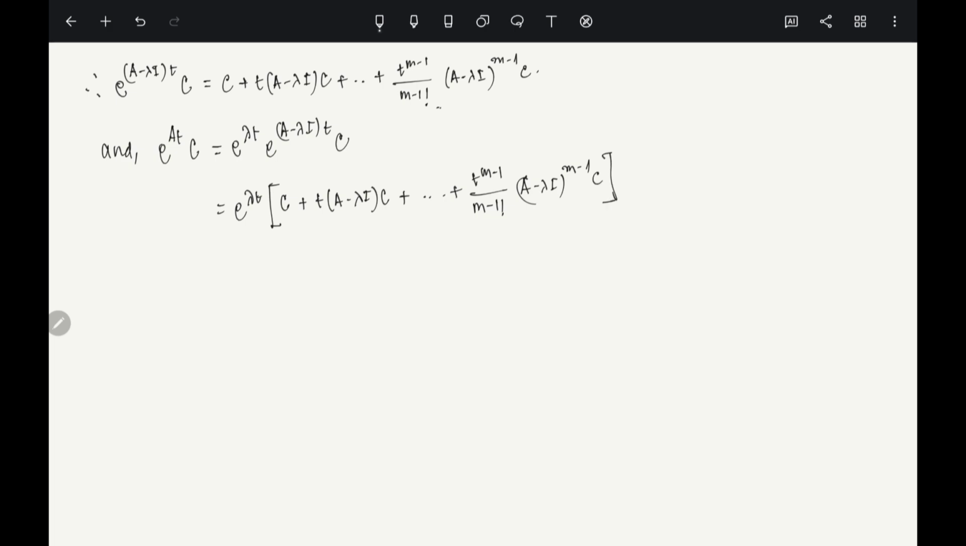See, this is the algorithm essentially to calculate e power at times c. Once we do that, then we are done, right? So what does this suggest? Can we find a linearly independent solution? So the algorithm looks like this.